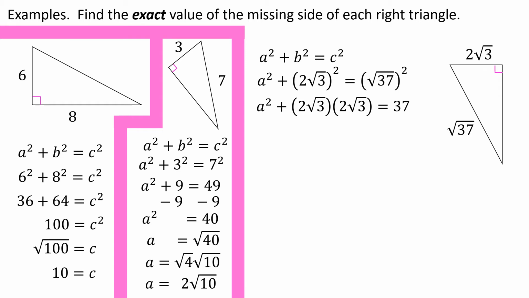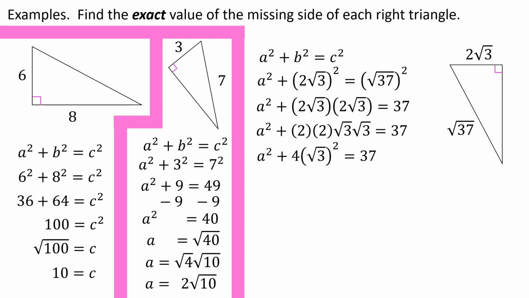A little sneakier to do the 2 root 3, because I know root 3 times root 3 would just get me a 3, but I also have that 2 in there to play with. So I got to remember that when I'm squaring it, I really have to do 2 times 2, which will get me a 4, and then the square root of 3 times the square root of 3, which will give me a 3. And 4 times 3 is 12.